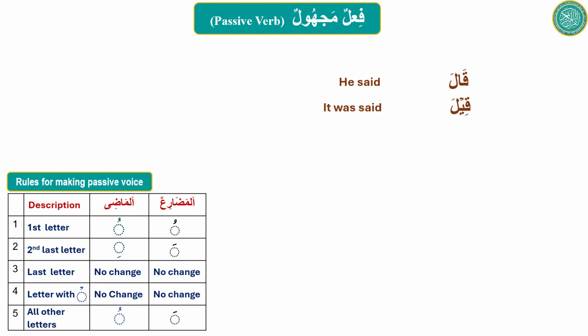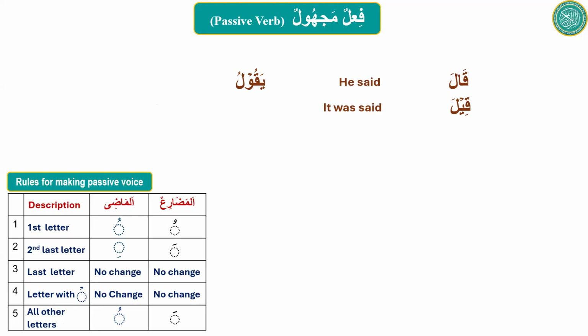There are many words which you will not be able to change to passive voice, or fail majhul, using this table. This table is not applicable everywhere. There are exceptions. So qala is one of them. All right? Qala. So yakulu. Yakulu is mudare.